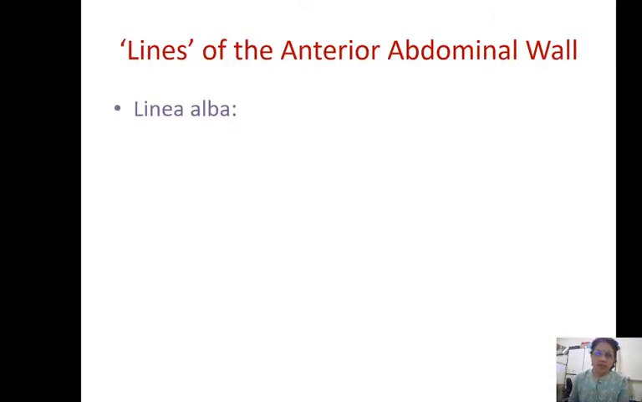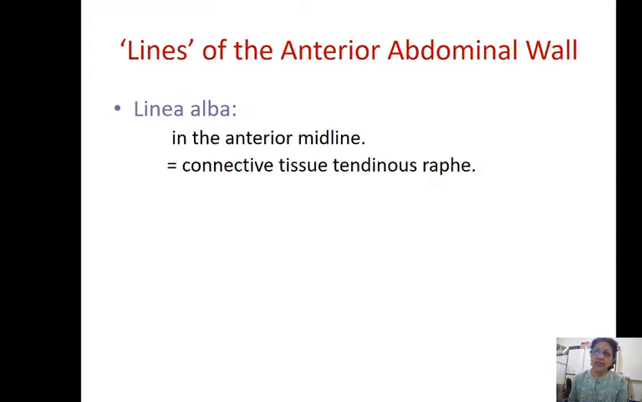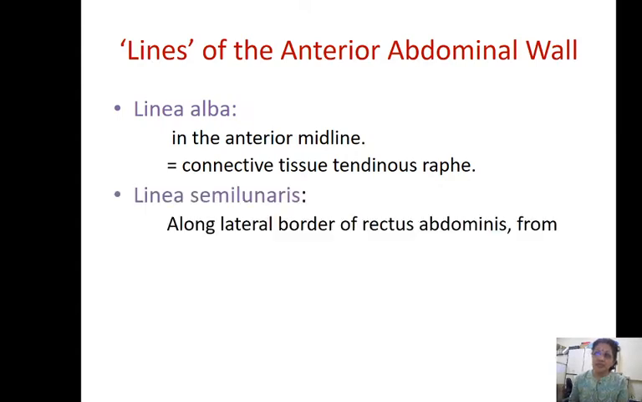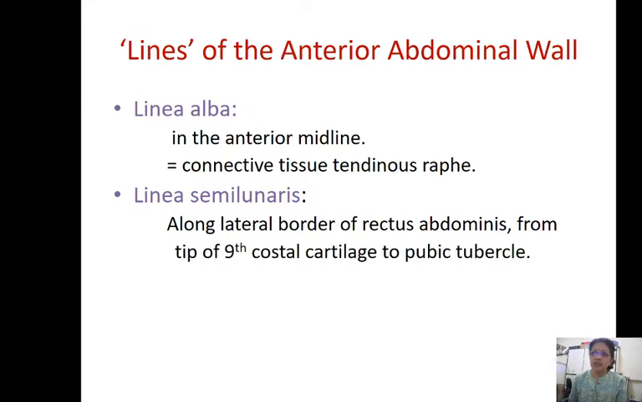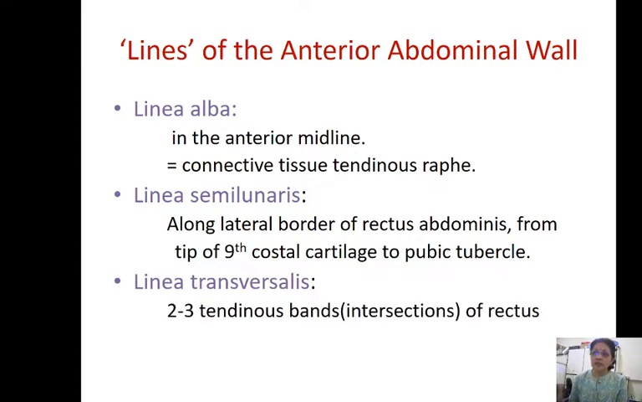So what are the lines we see? We already talked about the linea alba in the anterior midline. It is a connective tissue tendinous wrapping. That is exactly what it is. And it is therefore beneath the skin. It does not belong to the skin. So we call it a skin landmark. Then we have the linea semilunaris. This is a skin landmark because you see it as a depression. It is along the lateral border of the rectus abdominis from the tip of the ninth costal cartilage. We saw it. Then we have the linea transversalis. This is nothing but the horizontal or transverse furrows we saw between the sections of the rectus abdominis.